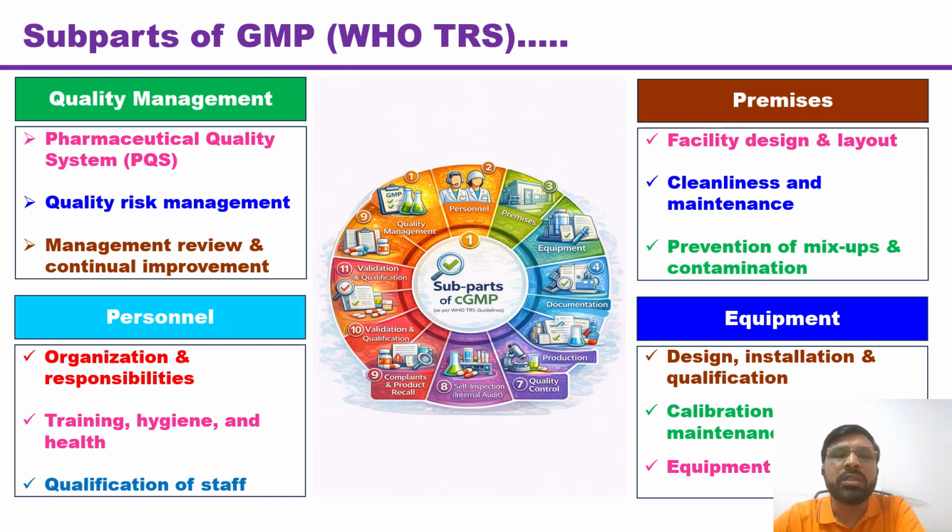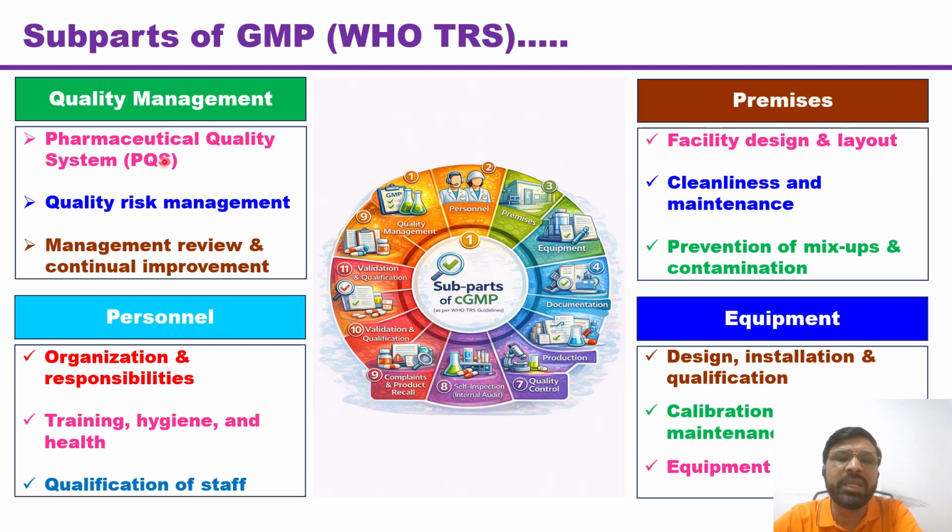Now we'll see the subparts of GMP according to the WHO TRS guideline. First sub-part is quality management. Under quality management, there is the pharmaceutical quality system, also called PQS, quality risk management, and management review and continual improvement.